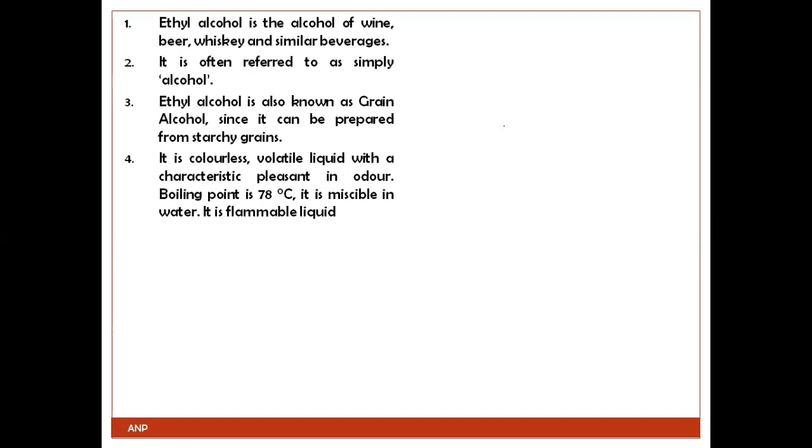Ethyl alcohol is the alcohol of wine, beer, whiskey, and similar beverages. It is often referred to as simply alcohol. Ethyl alcohol is also known as grain alcohol since it can be prepared from starchy grains. It is a colorless, volatile liquid with a characteristic pleasant odor. Boiling point is 78 degrees Celsius, miscible in water, and a flammable liquid.